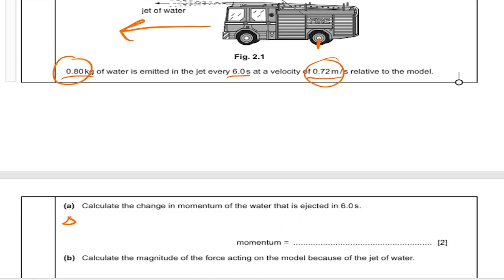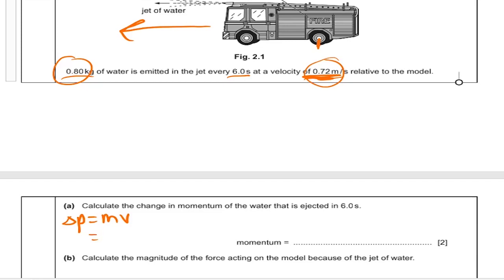So we're looking for the change in momentum, which is mass times velocity. But initially, when it's in the fire truck, it's got zero momentum, and then 0.8 kilograms is fired out, which means it's fired at this velocity. So the change in velocity of the water is 0.72.